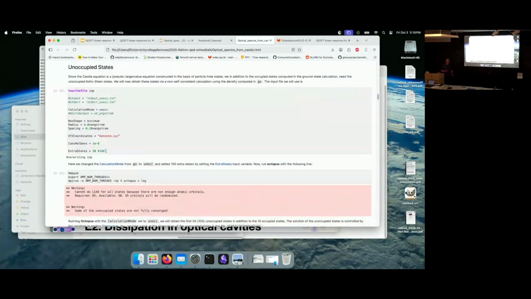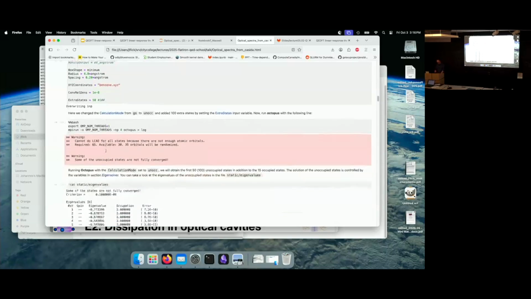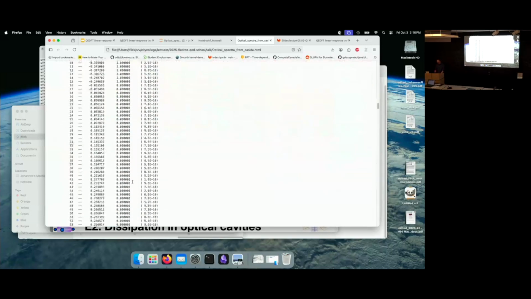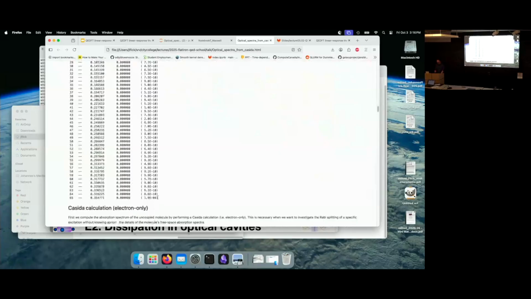So if we think about the size of the matrix again, in this particular case, the Casida matrix will be 15 times 50, right? I think it's 750. So 750 by 750, that's not too bad to diagonalize. So this is what we will set up. And then again, you can look at the output. You see everything seems nicely converged. We now have 65 states, 15 plus 50, 65.